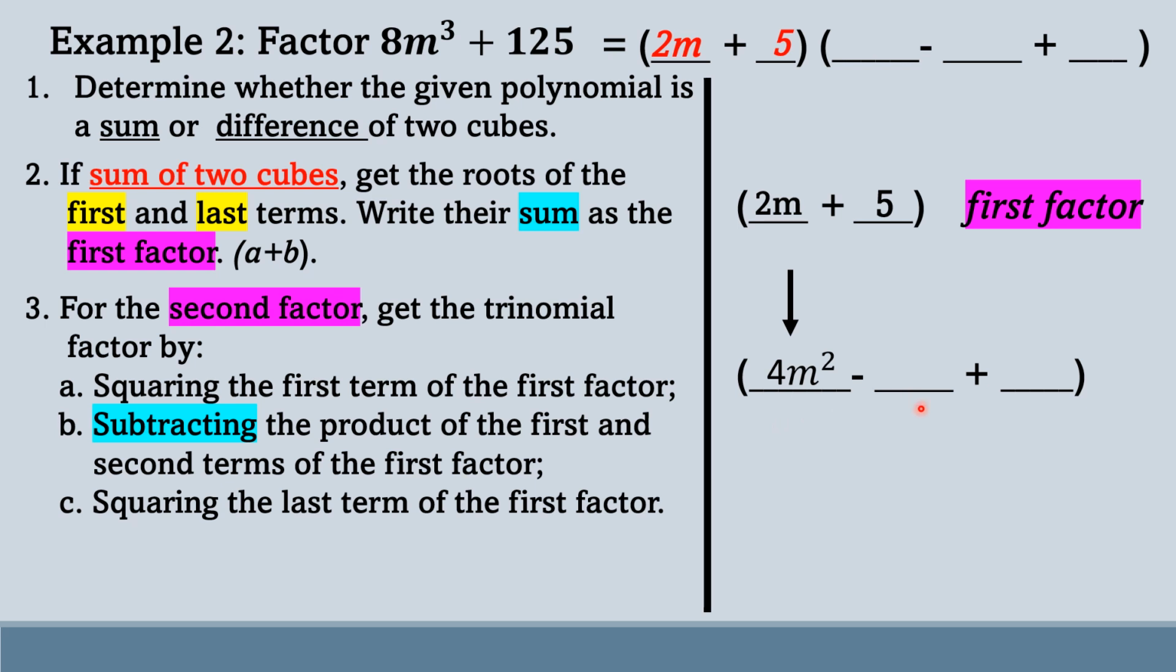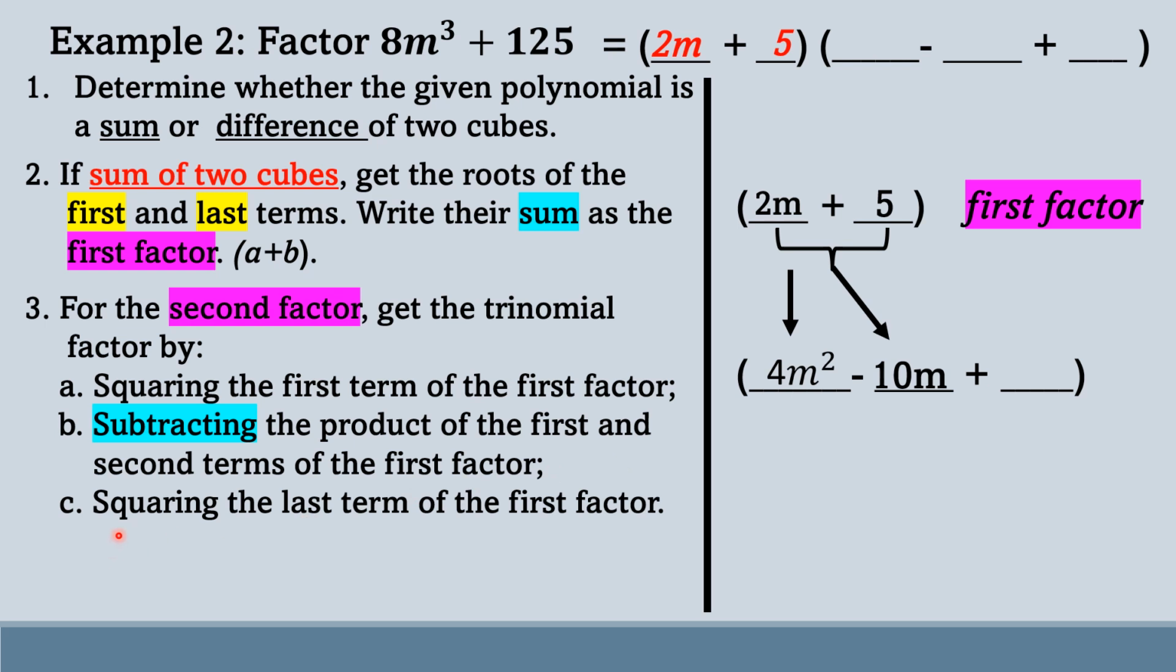In order to get the second term, we are going to subtract the product of the first and the second terms of the first factor. So this is our first factor. We are going to multiply in order to get the product. Multiply the first term 2m by the second term 5, and that will become 10m.